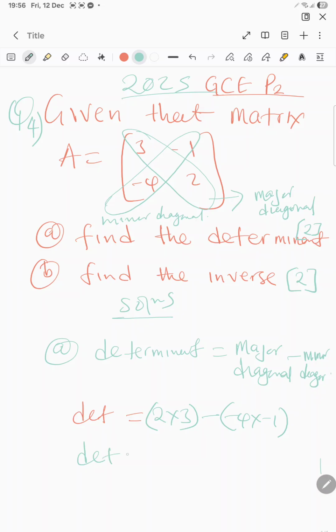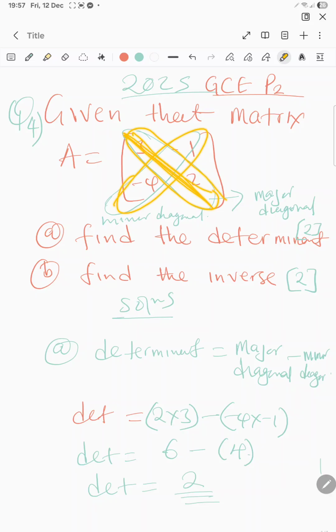So determinant is equal to 2 by 3, which gives a 6, minus -1 times -4, which gives a +4. This means we have our determinant equal to 6 minus 4, which is a 2. That's how you get the determinant of any given 2 by 2 matrix. It's just a matter of subtracting the minor diagonal product from the major diagonal product.